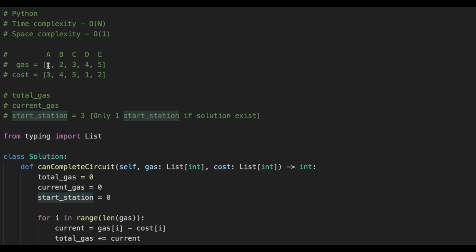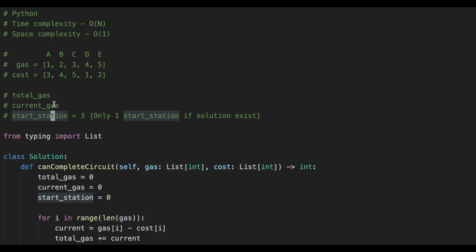The first thing we are going to do is calculate how much total gas we can take, again, we have an unlimited gas tank, and also how much total cost, which means how much total gas we should spend going from one station to another. If the difference is less than 0, then no matter where we start, we cannot finish the circle, because in total we have less gas than we need to spend to make a circle. If it is more than 0, then the solution exists and we need to find it.